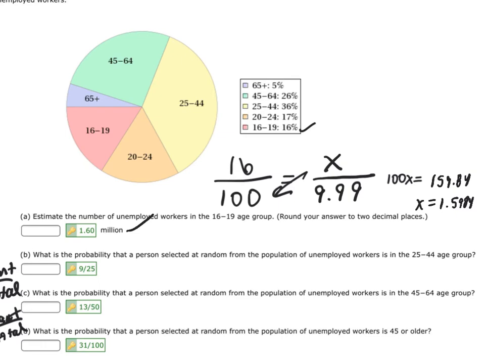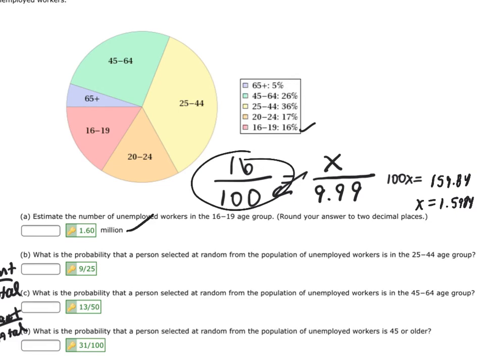But do you see that question asked you to go a little bit further? They didn't ask for the percentage or the probability. They asked for the actual number. So I took the probability from the information they gave me, and then I could figure out what 16% was of 9.99 million. That make sense? Yeah. Okay. The rest of them are literally exactly what it says.